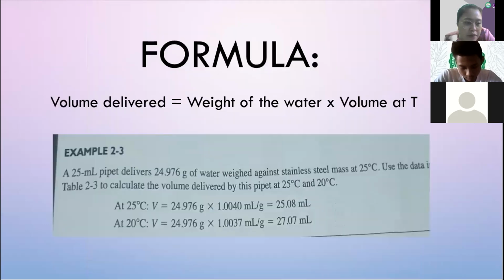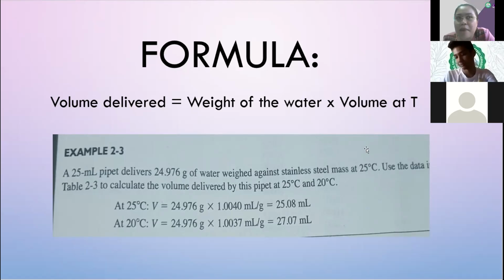So we have a formula here, class. Volume delivered is equal to the weight of the water times the volume at temperature. This is used for both pipette and burette. In this example, you have a 25 ml pipette. We filled it with water and transferred it. When we measured, class, the 25 ml that it delivered, we measured the grams: 24.976 grams of water at 25 degrees Celsius.